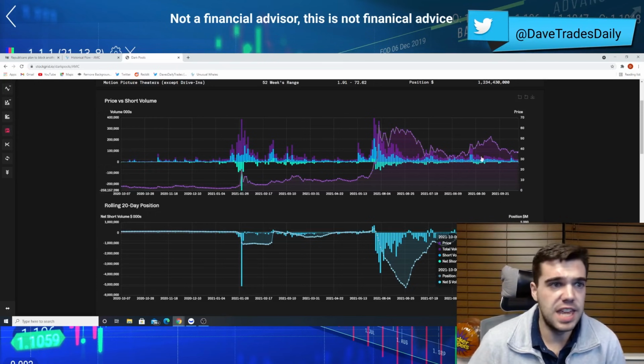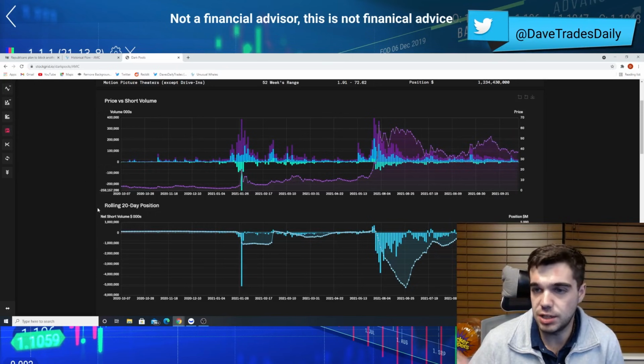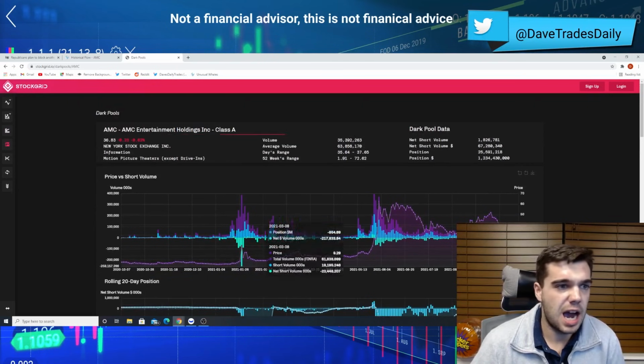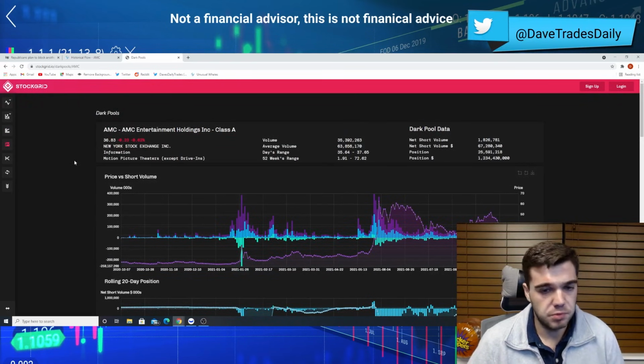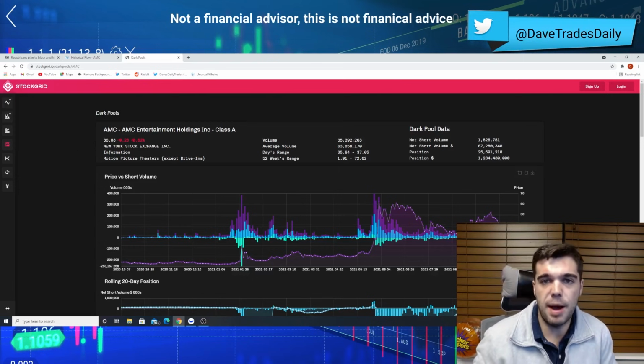Of course, this website will be linked in the description below, so feel free to take a look at this and do your own charting on here. This is StockGrid. Great website. I've actually only been using it for the past couple weeks now, but really interesting data that they come out with.